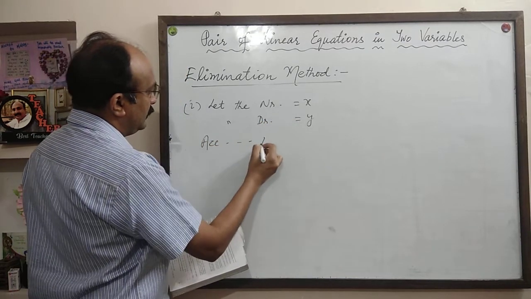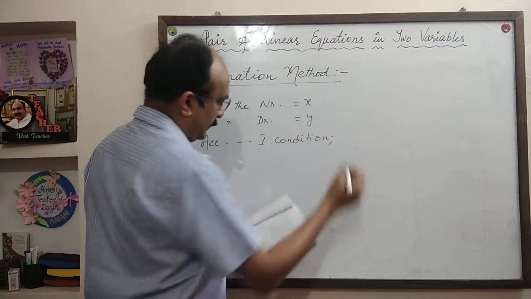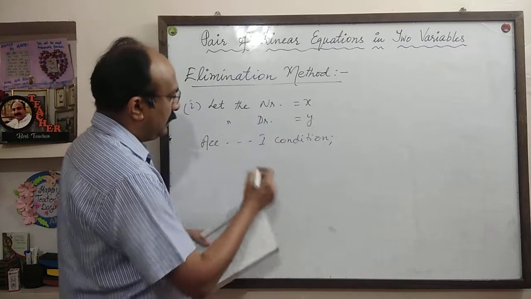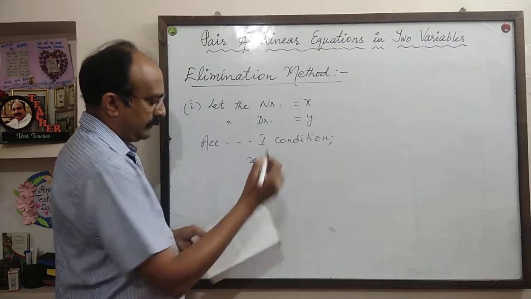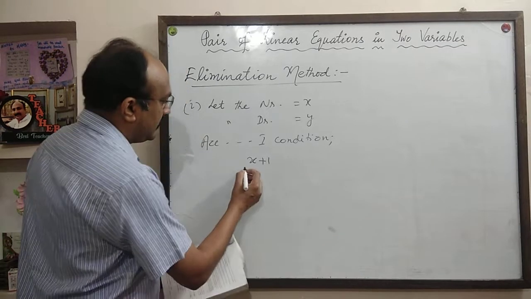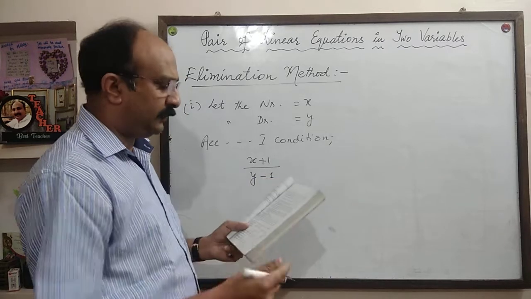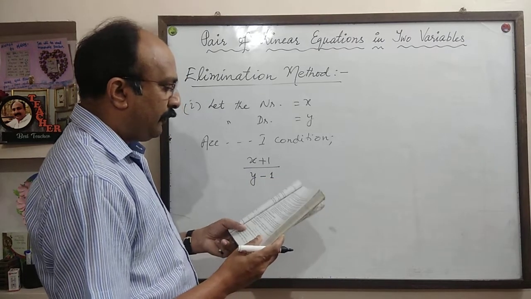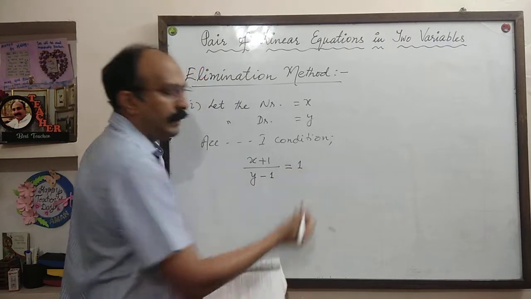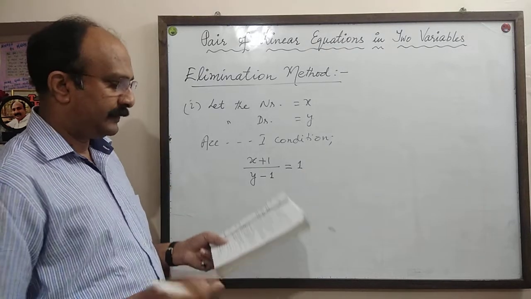According to the first condition, I repeat the condition. If we add 1 to the numerator, that is x plus 1, and subtract 1 from the denominator, that is y minus 1, then the fraction reduces to 1, means the fraction becomes 1. Cross multiply, you will get equation number 1.